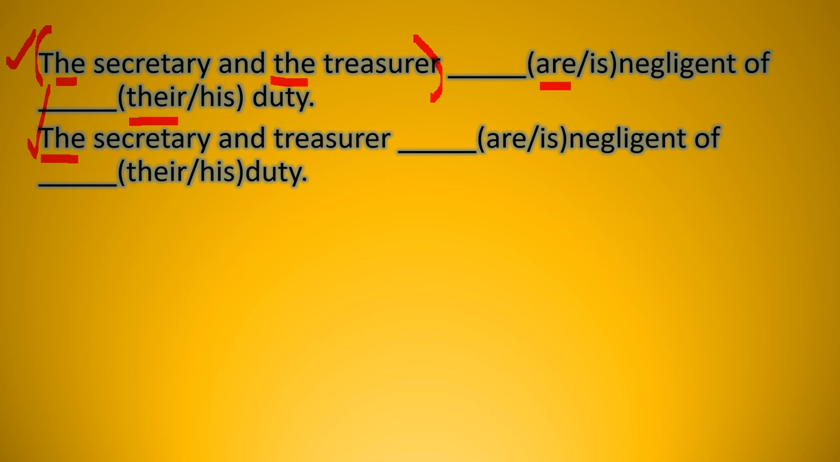In the second one, the secretary and treasurer, the total phrase refers to the same person, not separate individuals. So this is a singular noun. With a singular noun we use a singular verb. So is negligent is the singular verb. This is a singular noun, so we should use the singular pronoun his. So the secretary and treasurer is negligent of his duty. Understood?